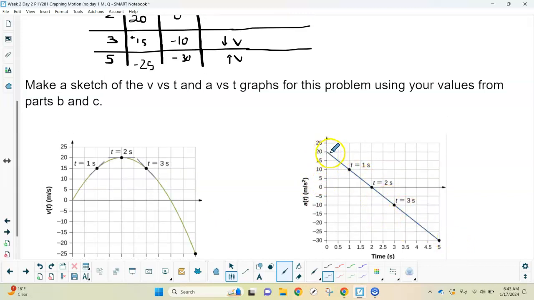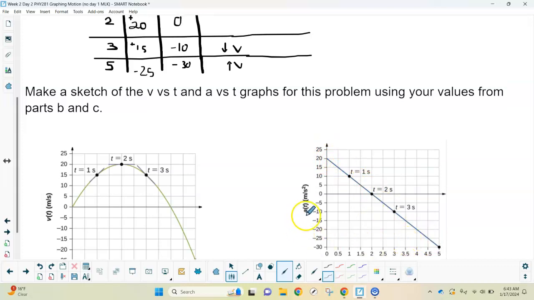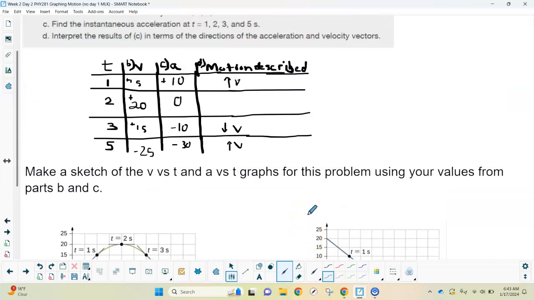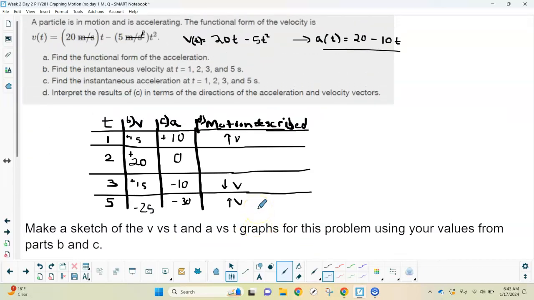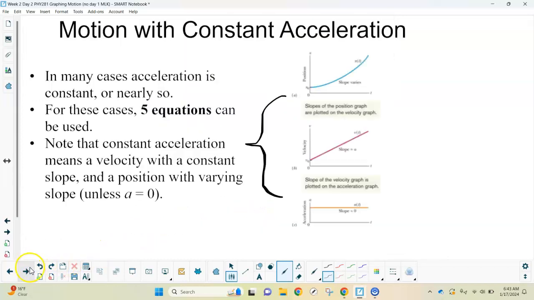So the acceleration starts out positive. At 2 seconds, it's 0, and then after 2 seconds, it's a negative acceleration. All right. So again, just kind of working through the calculus aspect, doing a derivative, plugging in and evaluating, and doing all those things.